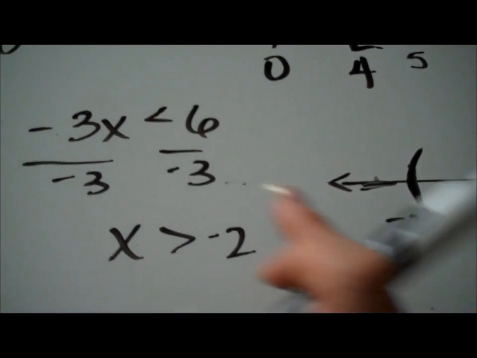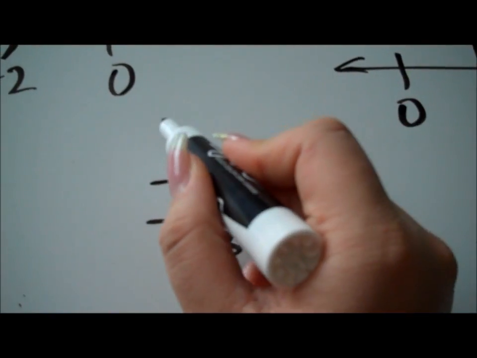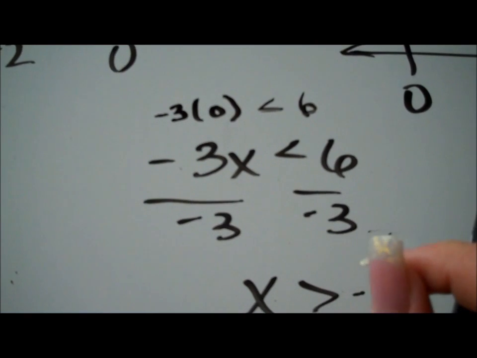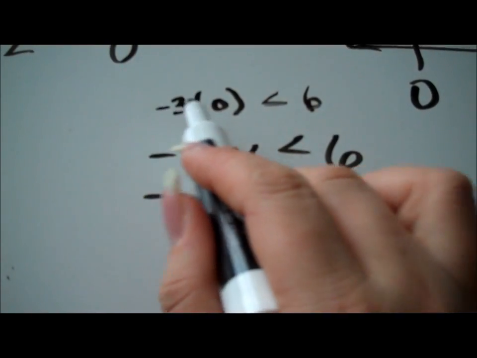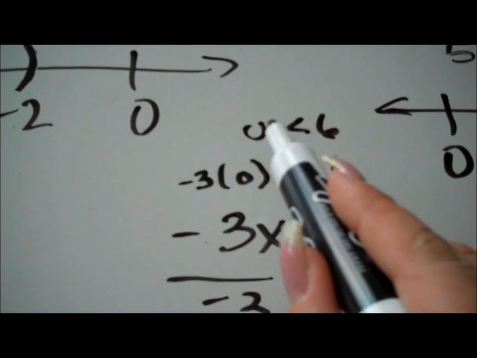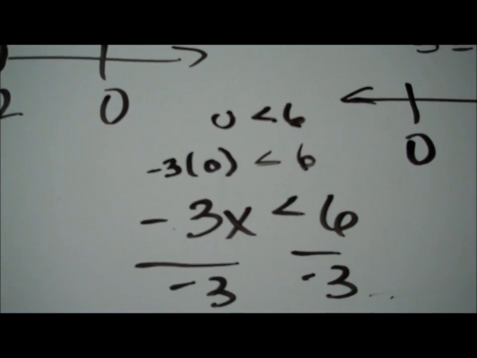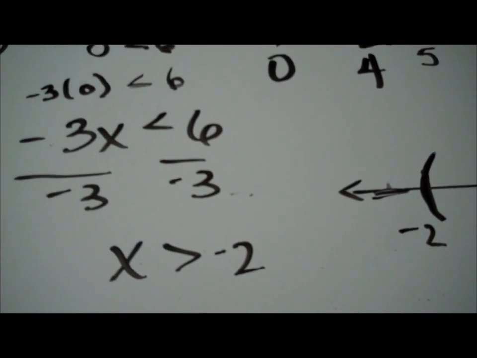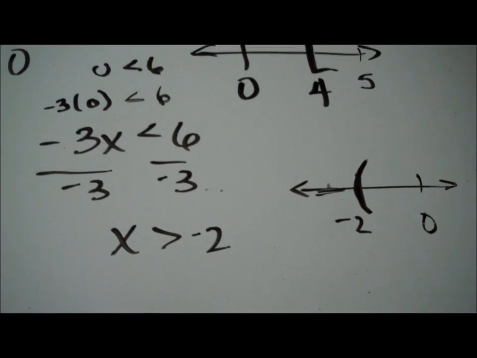So I'm going to stick 0 up here. So I get a negative 3 times 0 is less than 6. Negative 3 times 0 is 0. And we ask ourselves, is 0 less than 6? Absolutely. So I know that I worked this out right, but I also graphed it correctly. Okay?